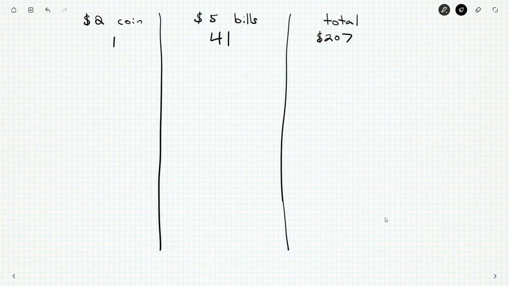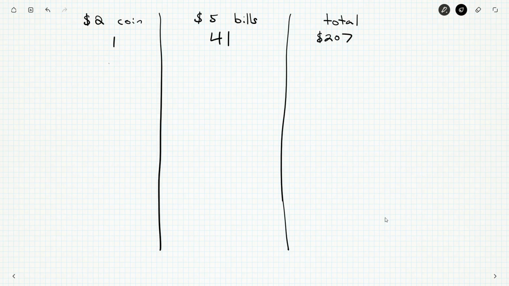So, what can we do? Well, we could, for example, try to do it with fewer $2 coins. What if we had zero $2 coins? Could we do that? Well, everything would have to be $5 bills, wouldn't it? So the total we'd get, no matter what number we put here, 40, 43, anything, is going to be a multiple of 5, but we want the total to be $207. So that's never going to work out.